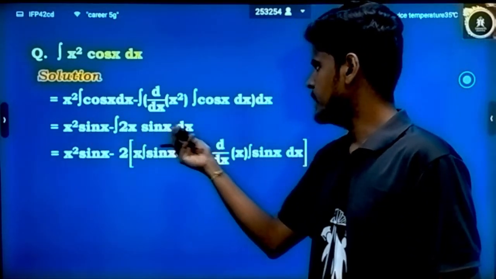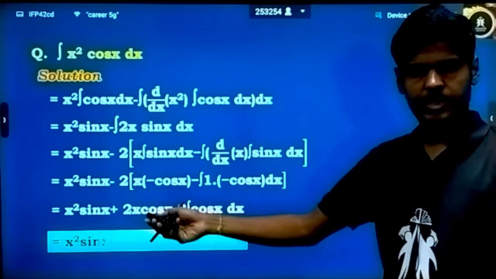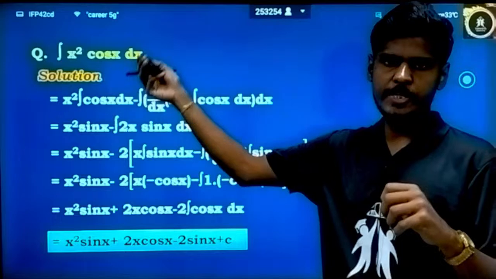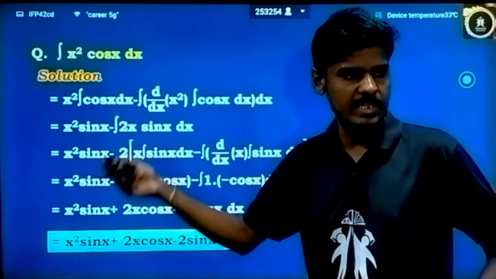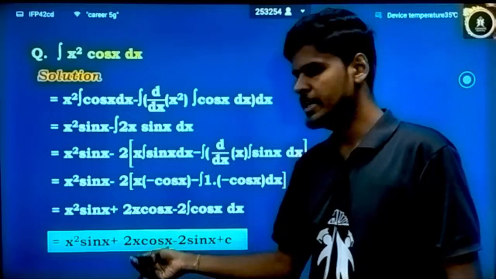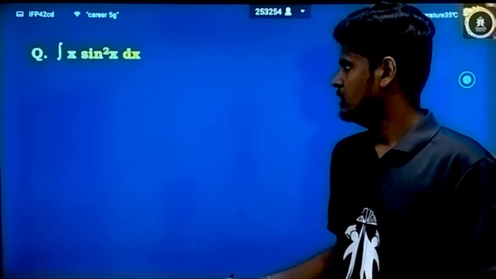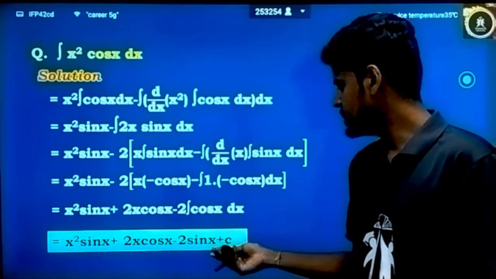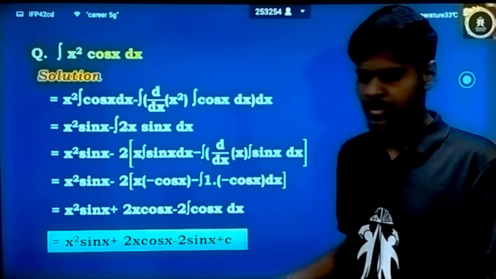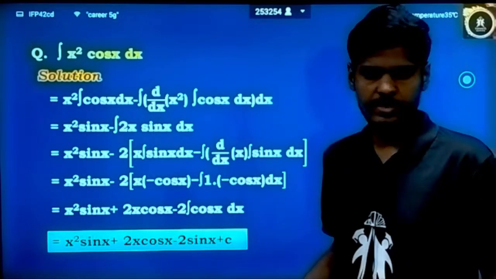So x square sin x minus integral of this. Again, we already know how to solve this. Take f of x and f dash of x, find f dash of x. Similarly, g of x, integral g of x. Finally, find the answer, u dv. So the answer is x square sin x plus 2x cos x minus 2 sin x plus c. The procedure is the same. We have to apply this integration by parts 2 times.